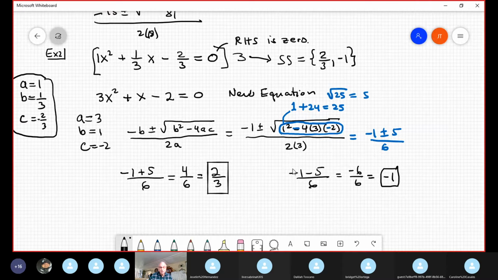When you have a fraction, you can clear the fraction: multiply the entire equation by the least common denominator. In this case, the least common denominator is obvious, which is 3, because it's the only number that we have in the denominator. Any question? No? Okay, super.